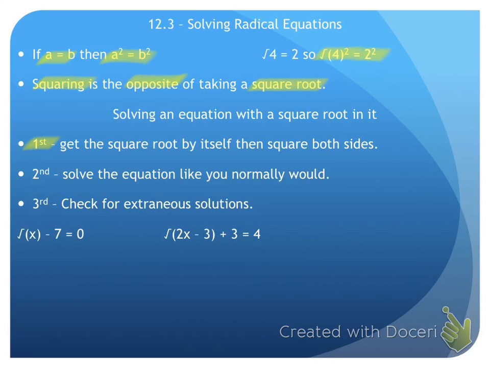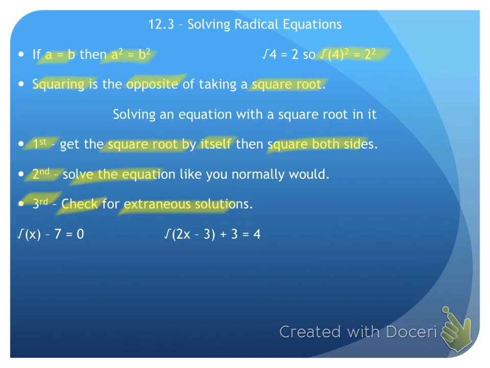So the first thing that I want to do is get the square root by itself, and then square both sides. Second thing is then just solve an equation like we normally would, either by factoring or by getting my variable by itself. And then the last thing, I always have to check for extraneous solutions here.